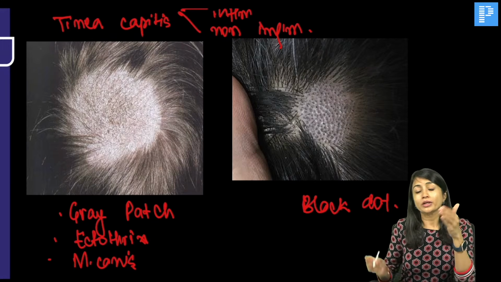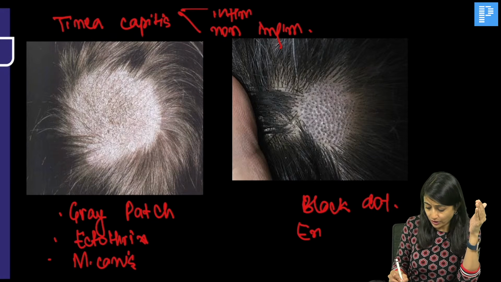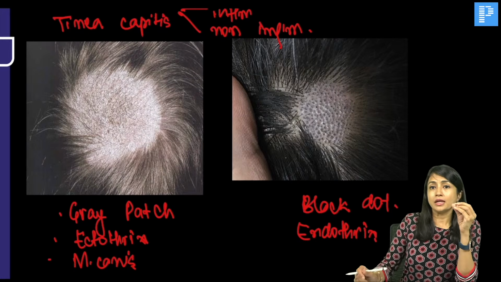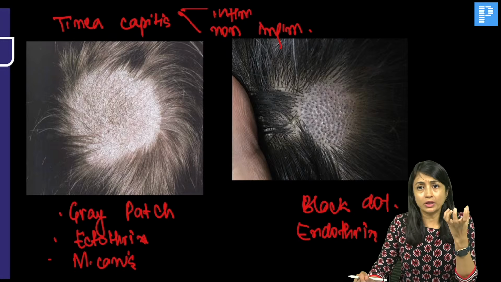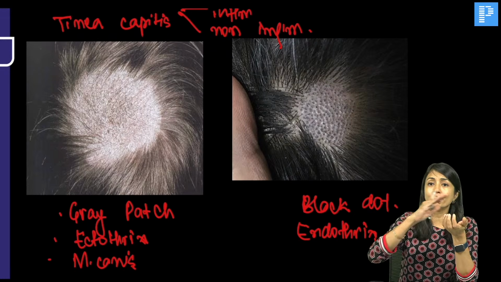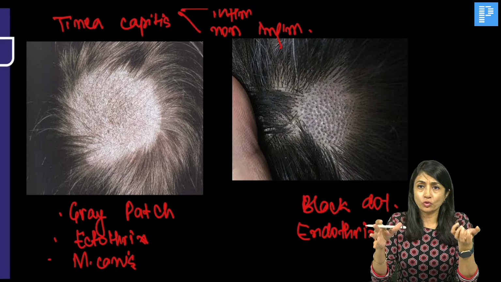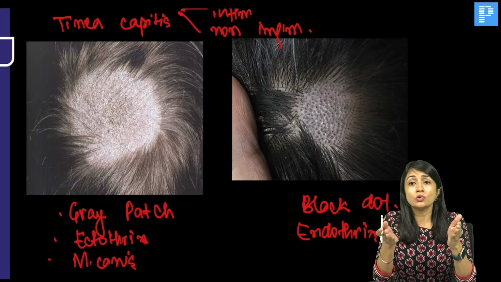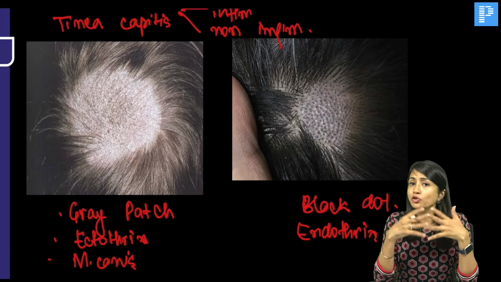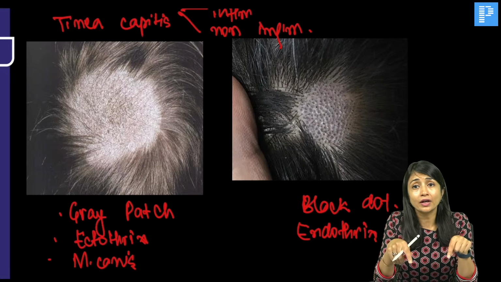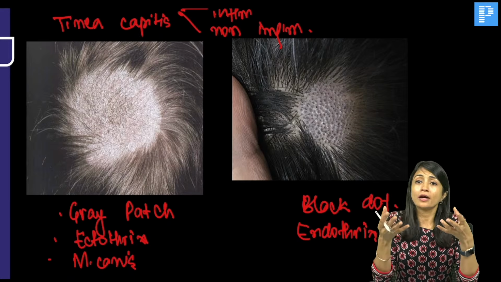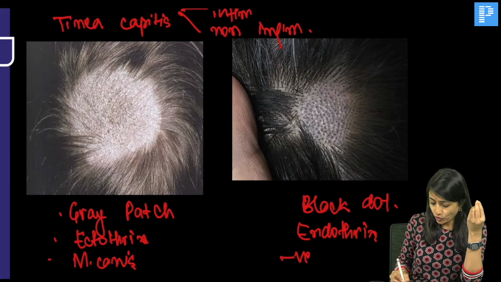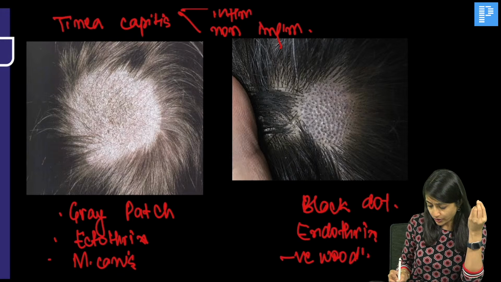Whereas black dot is an endothrix kind of infection. Endothrix would mean that the fungus is invading the hair shaft from the inside. So, my hair shaft gets weak and it breaks off. So, it is the swollen hair shaft which appears as a black dot. Now, since the fungus is inside, you do not see any scales, and that is why when you perform a Wood's lamp examination it is also negative here. So, you see a negative Wood's lamp in black dot, right?